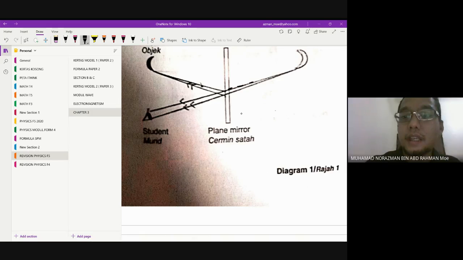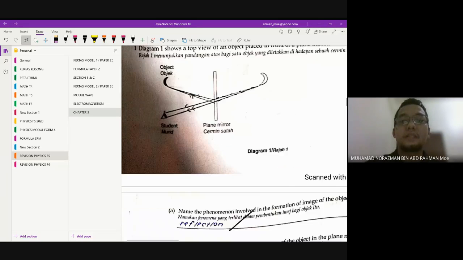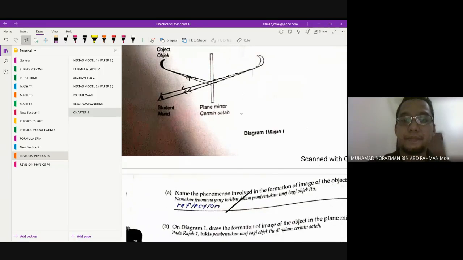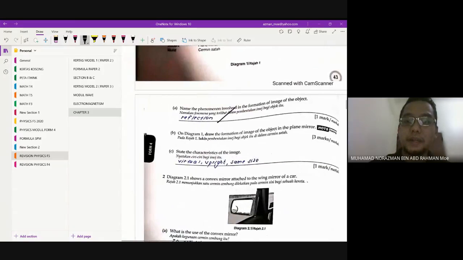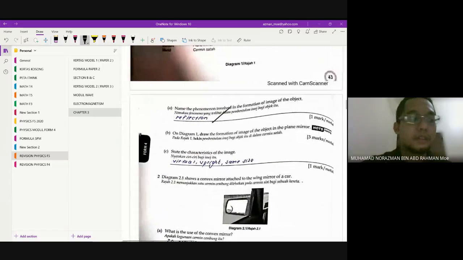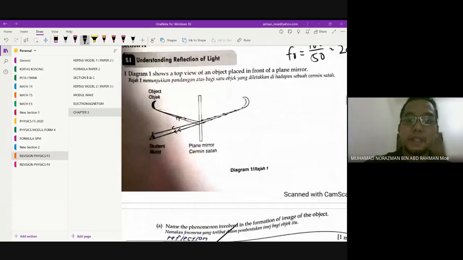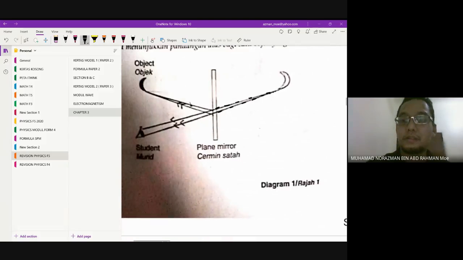Okay, ni buat macam ni. Ni pun I think acceptable. Tapi better buat dot lah. Kalau dot okay juga, sebab image is virtual. Okay. Berapa markah? 3 markah. 3 markah ni banyak benda dia ambil kira ni. 3 marks.